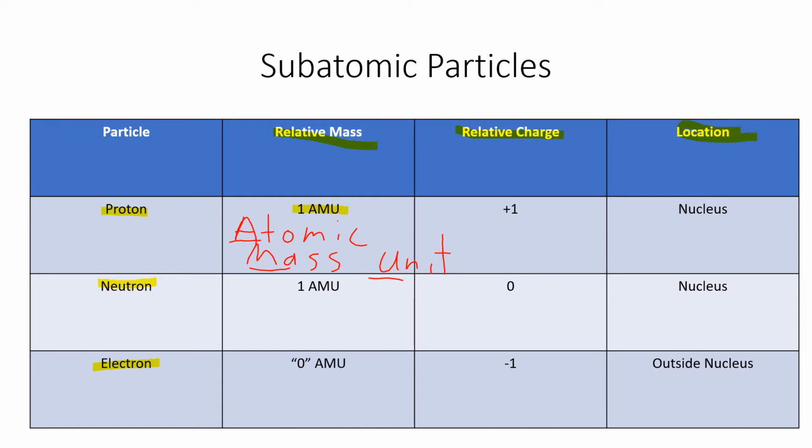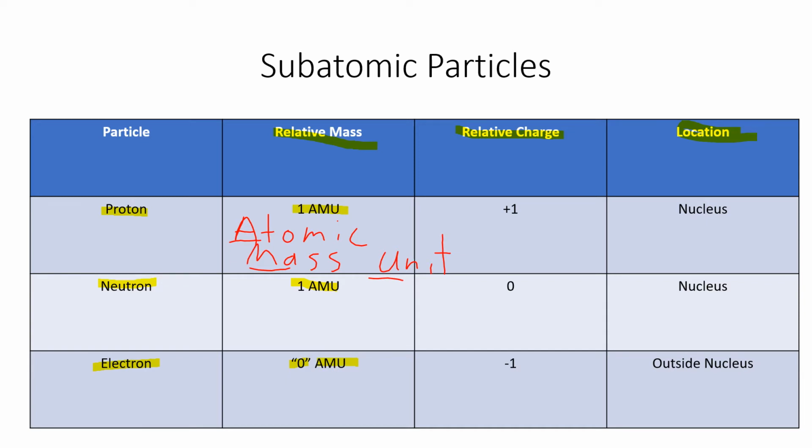So we would say that a proton has a mass of 1 AMU. A neutron we're also going to list as 1 AMU. It's slightly heavier than a proton in actuality, but it's so close that we can still list it as 1 AMU. For an electron, we're going to list the relative mass of an electron as 0 AMU. Now you see that that 0 is in quotes.